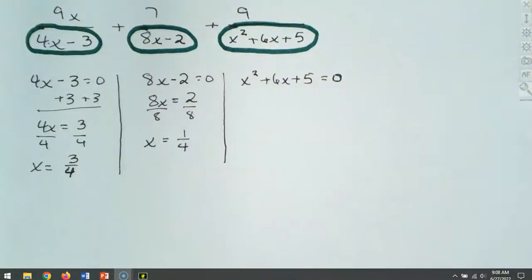So this one's going to require us to factor. And most of these are going to be very simple to factor. They're not going to be hugely complicated. They're actually going to be pretty easy to factor.